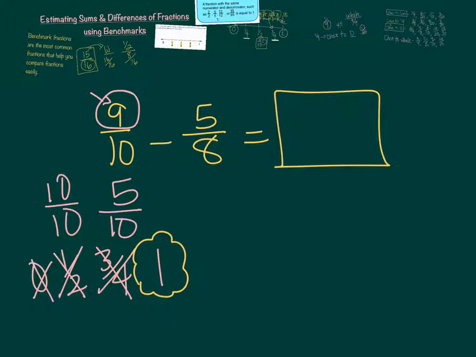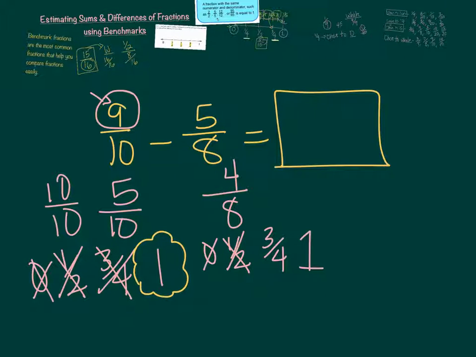Now let's go to the 5/8. Let's see. Again, let's find our half. What's half of 8? Good, it's 4. So this is greater than the half. So again, it's not 0. It's not the half because it's bigger. I have 3/4 and I have 1 whole that I can choose.